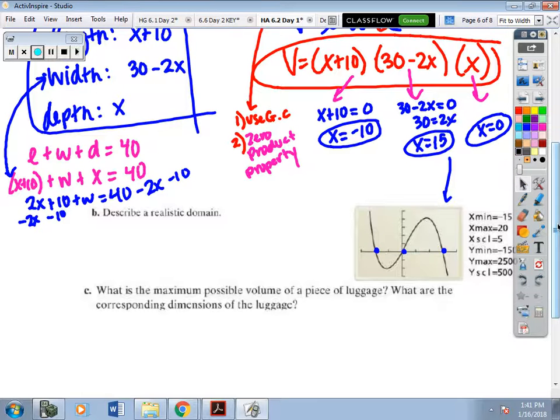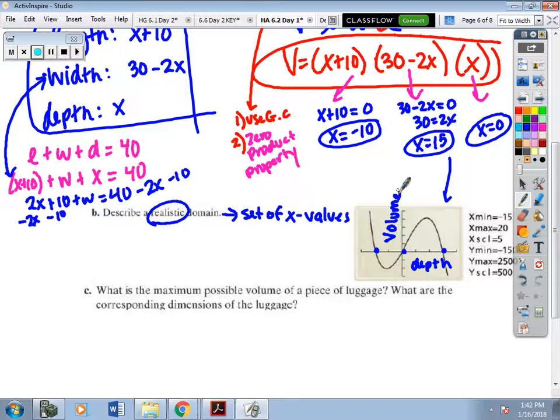Now they want us to describe a realistic domain. We know domain is our set of all x values. If it didn't say realistic, we would say negative infinity to positive infinity because of the arrows. But they say realistic because this is a word problem. Remember, x is representing the depth, and y is representing our volume, if you wanted to label the axes so that you can interpret the problem a little bit more.